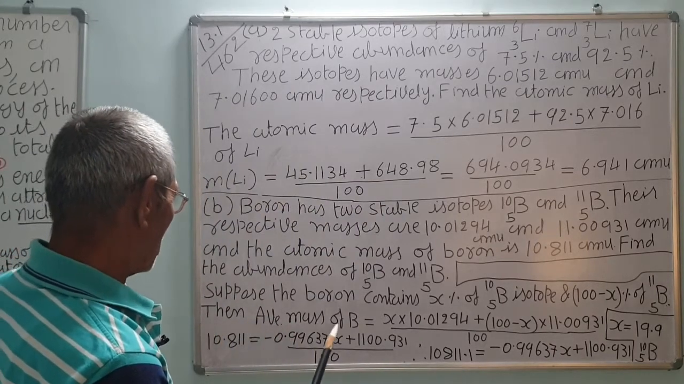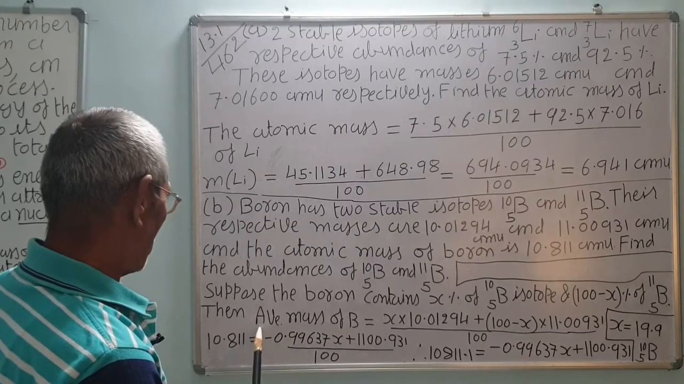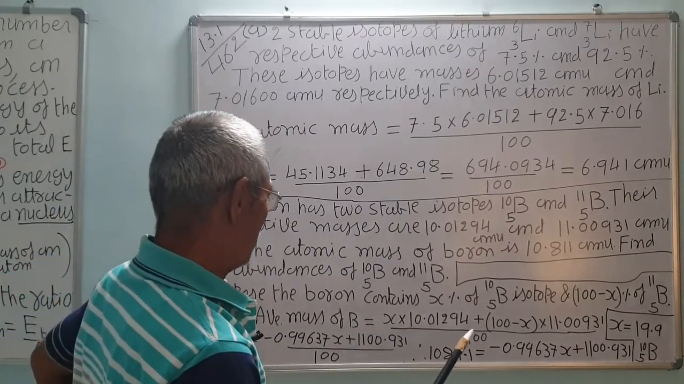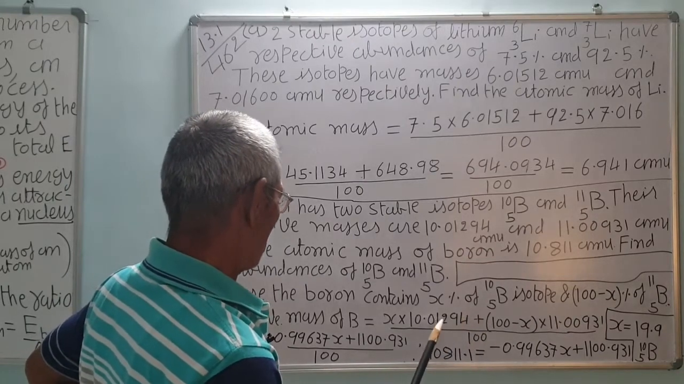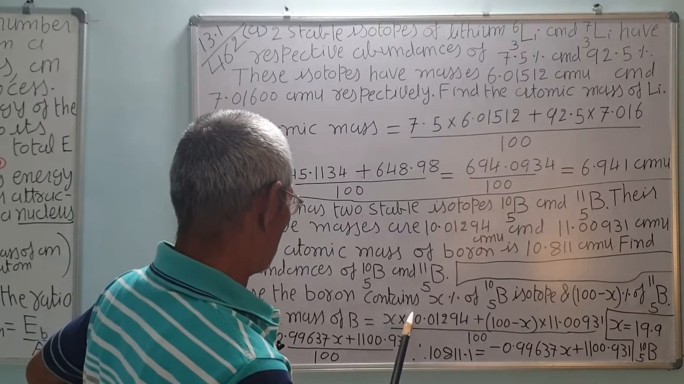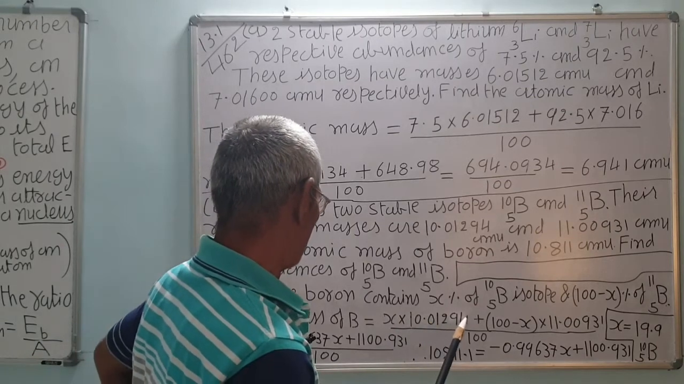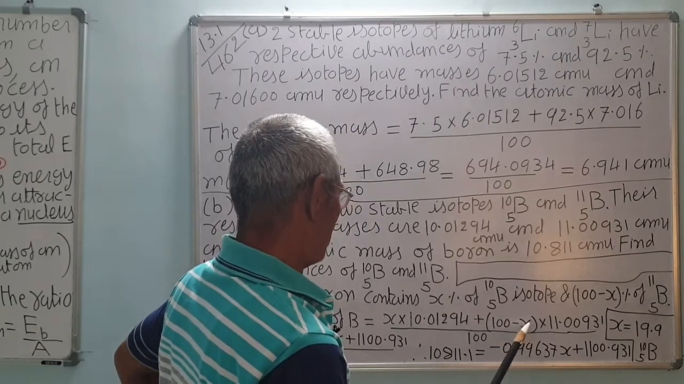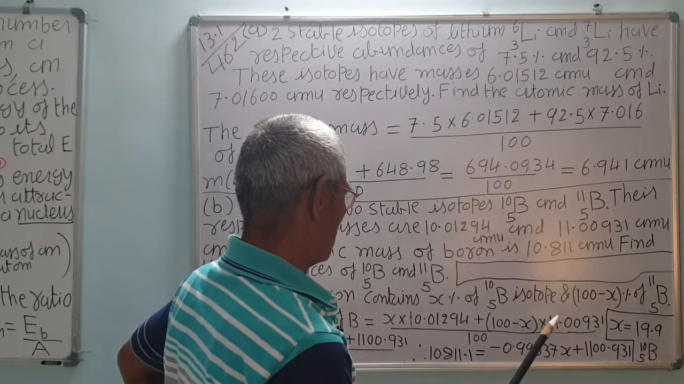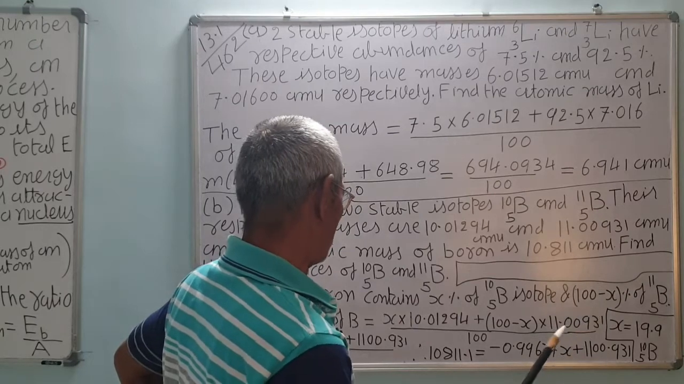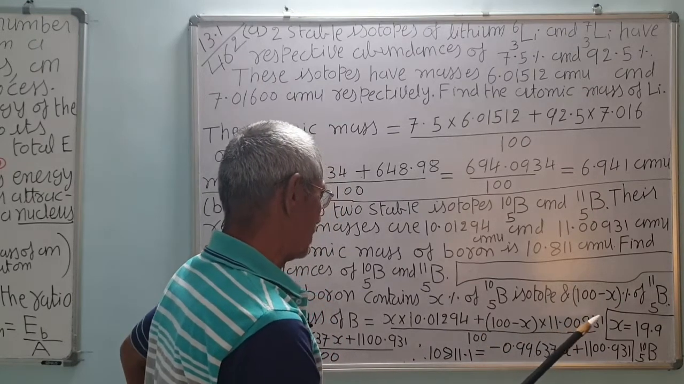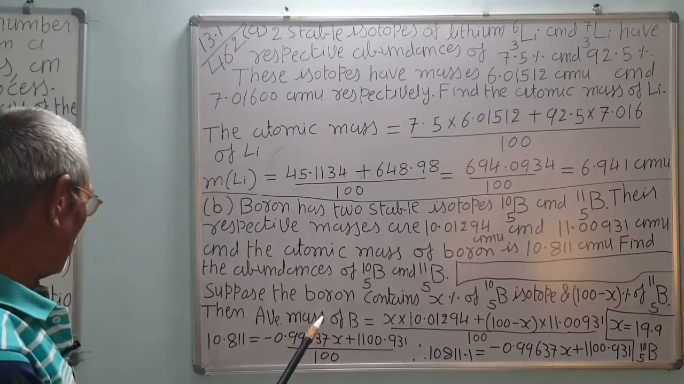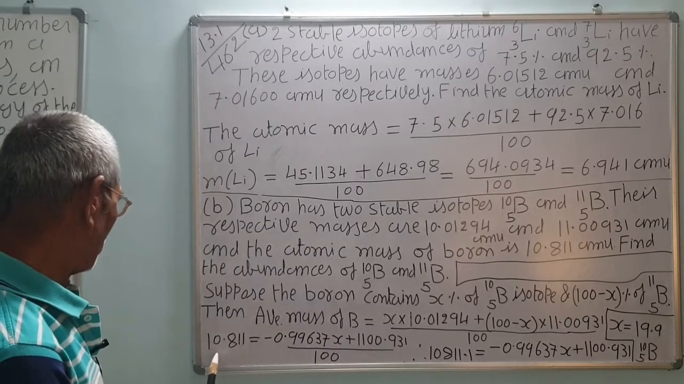Then the average mass of boron is equal to X% of this multiplied by its mass, plus the remaining percentage multiplied by this. That is X into 10.01294, plus the remaining percentage of isotope, that is (100 minus X)% of 11.0093, divided by 100, since this is a percent. But the mass of boron is given here, so you have to calculate the X percentage.